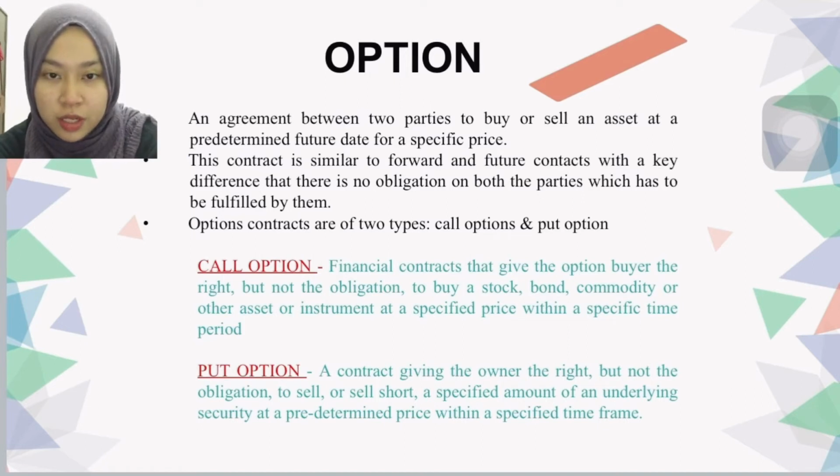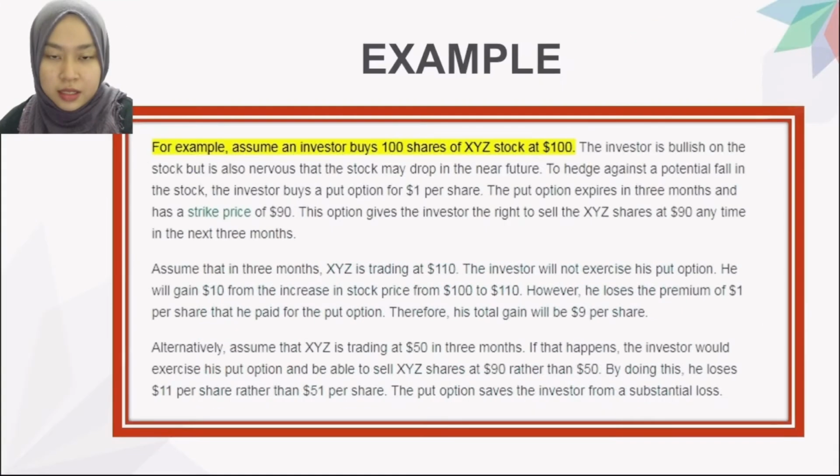So the second one is the put option, a contract giving the owner the right but not the obligation to sell or sell short a specific amount of an underlying security at a predetermined price within a specific time period. And this is an example.